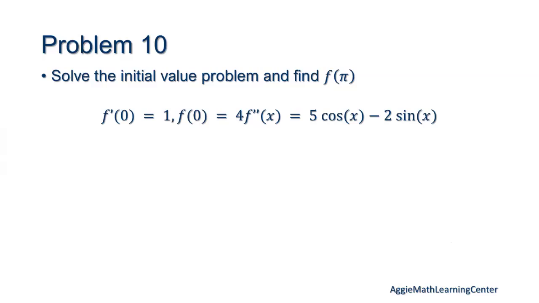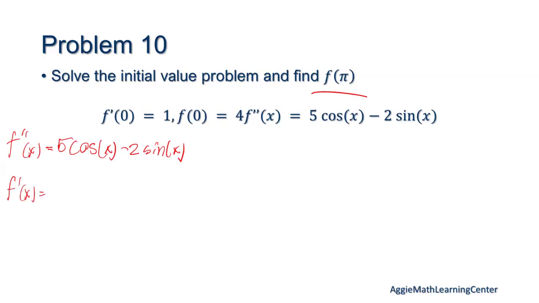Solve the initial value problem and find f of 5 pi. So we originally have f double prime of x is equal to 5 cosine of x minus 2 sine of x. Okay, so f prime of x is equal to the antiderivative of that. So if I do the integral of 5 cosine x minus 2 sine of x, I'm going to draw my little thing.